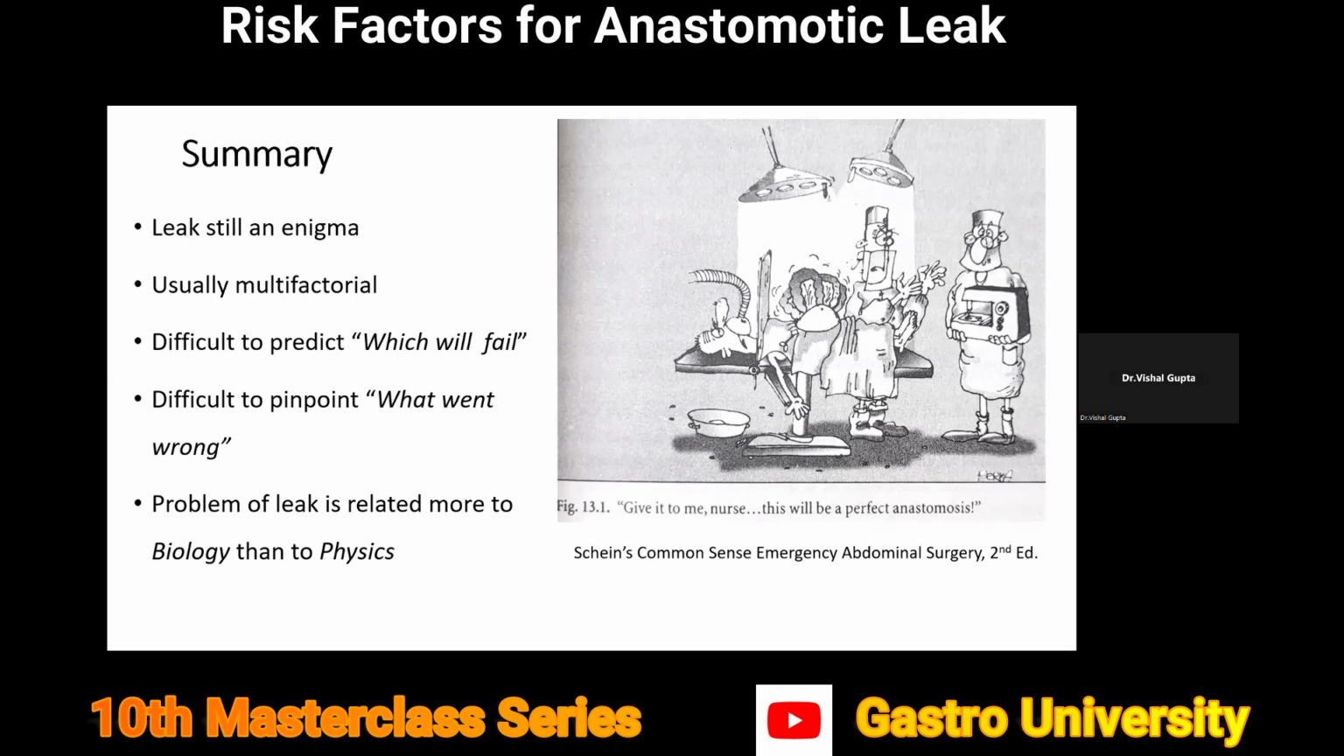And we need to understand that the problem of leak is actually related more to the biology than to the physics. And as surgeons, we remain focused more on the physics. But once anastomotic leak happens, our focus immediately shifts to the biology of the patient. We think that there is something happening with the patient. There are certain patient-related factors that play a role in anastomotic healing rather than our technique. So with this, I will just conclude my presentation. Thank you.